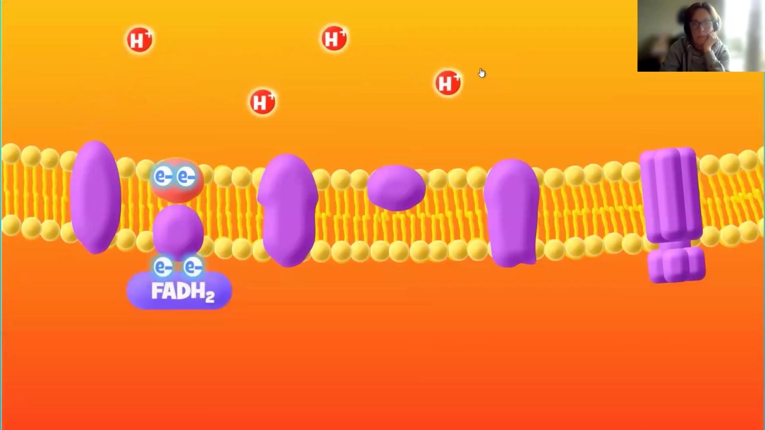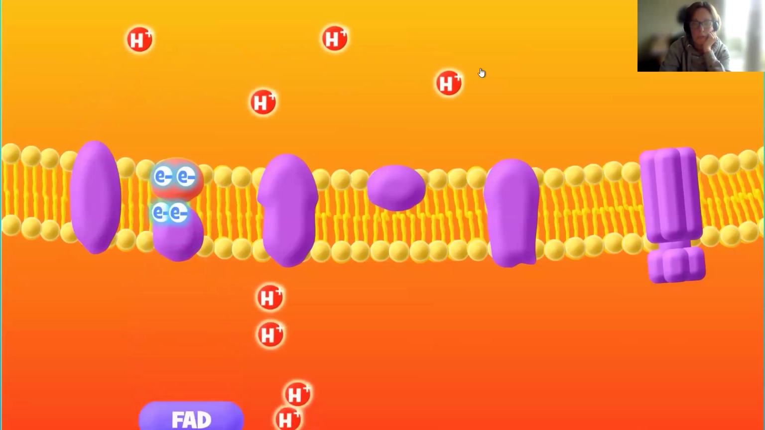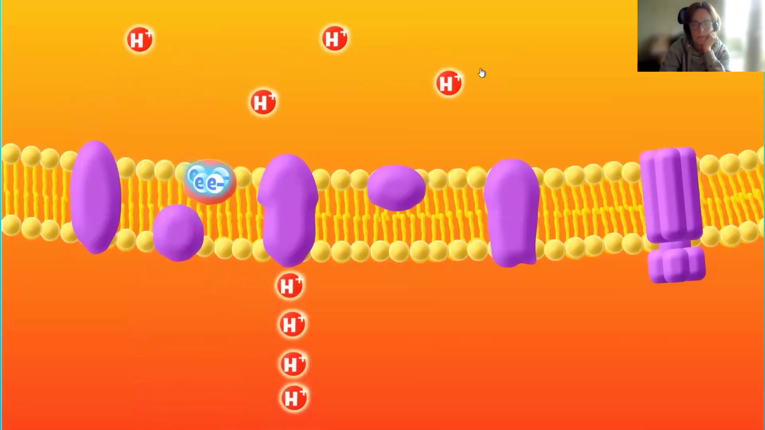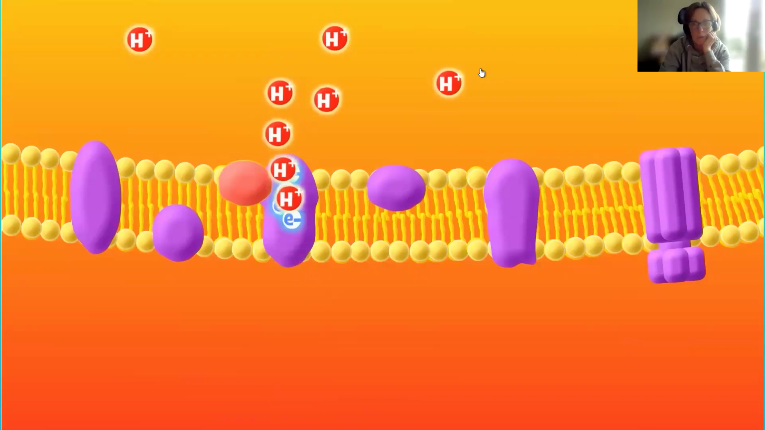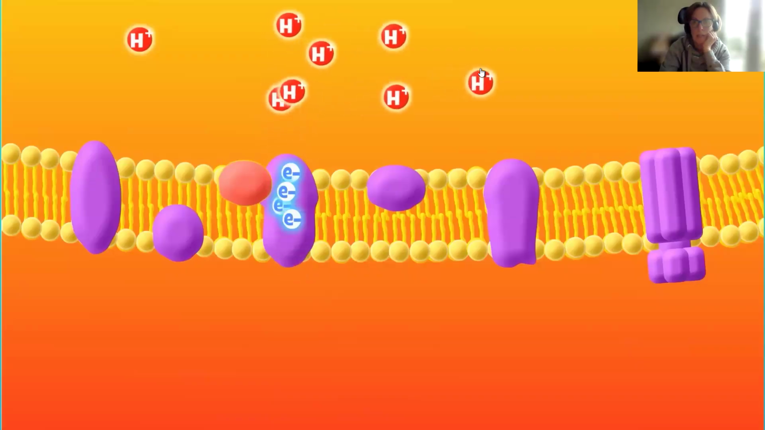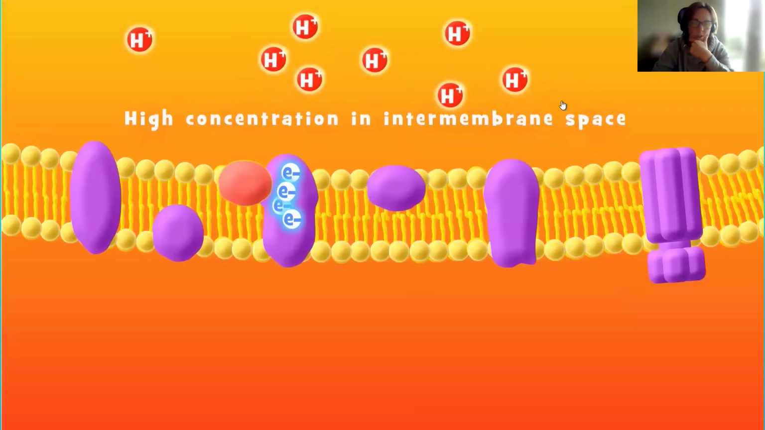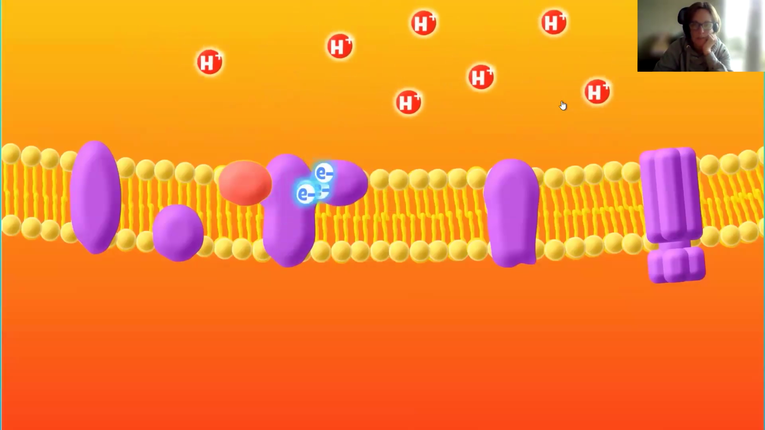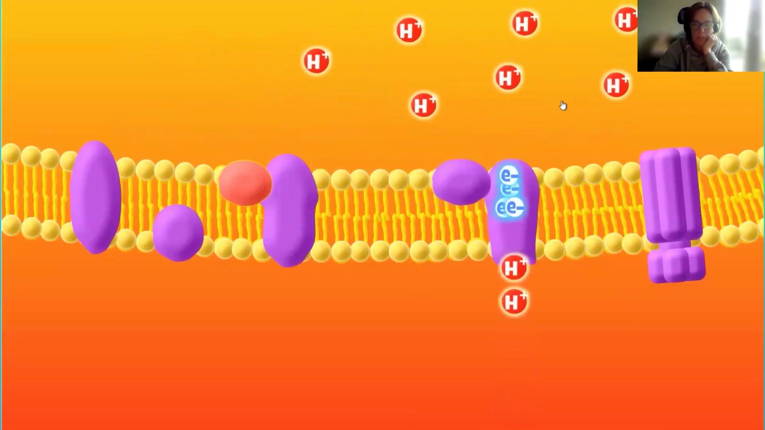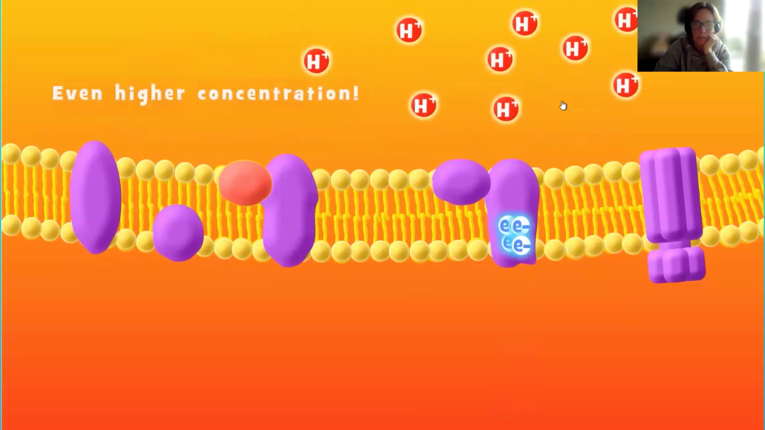More electrons coming in now. These little carrier molecules are bringing them in. And we're able to move more hydrogen ions across. Look, we're getting a buildup of positively charged particles over here. Ions, I should call them, I suppose. So high concentration over there. The electrons are moving along from protein to protein. More hydrogen ions.